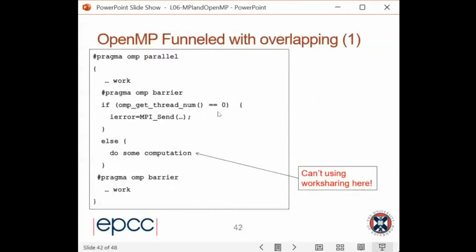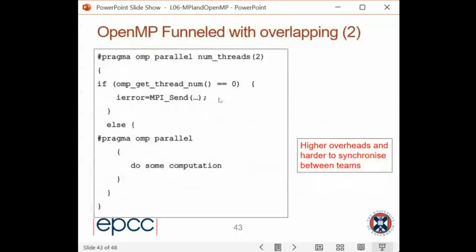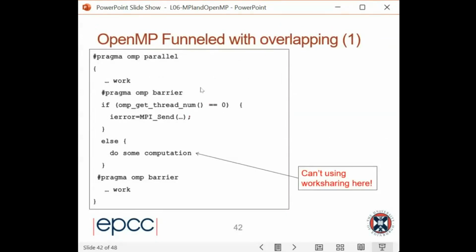And so, OpenMP funneled with overlapping is where we basically have a parallel region, we have some work, and we finish the work. Here I'm saying that if I'm thread 0, I do the send, else I do some computation, then I have a barrier. So I have some work, I finish the work, I send the data, I finish sending the data, and I do some more work.